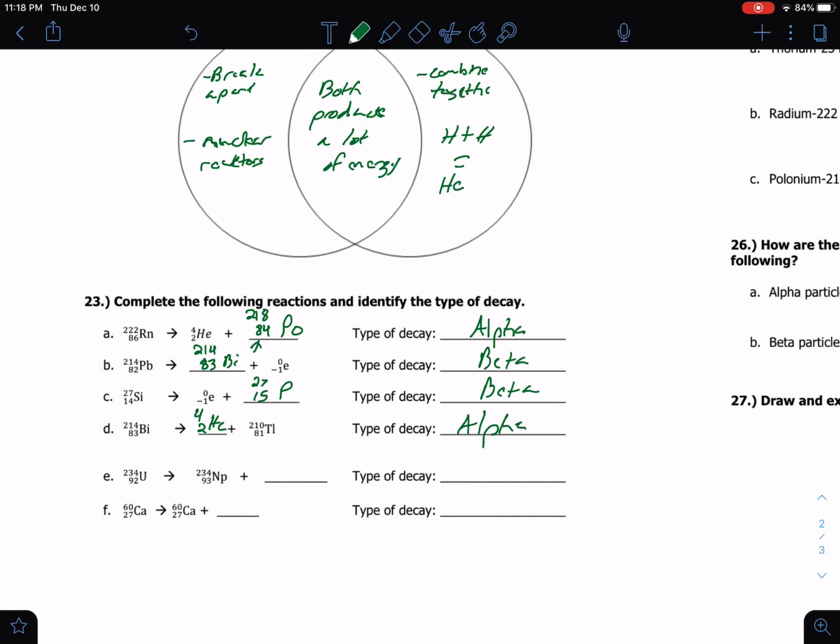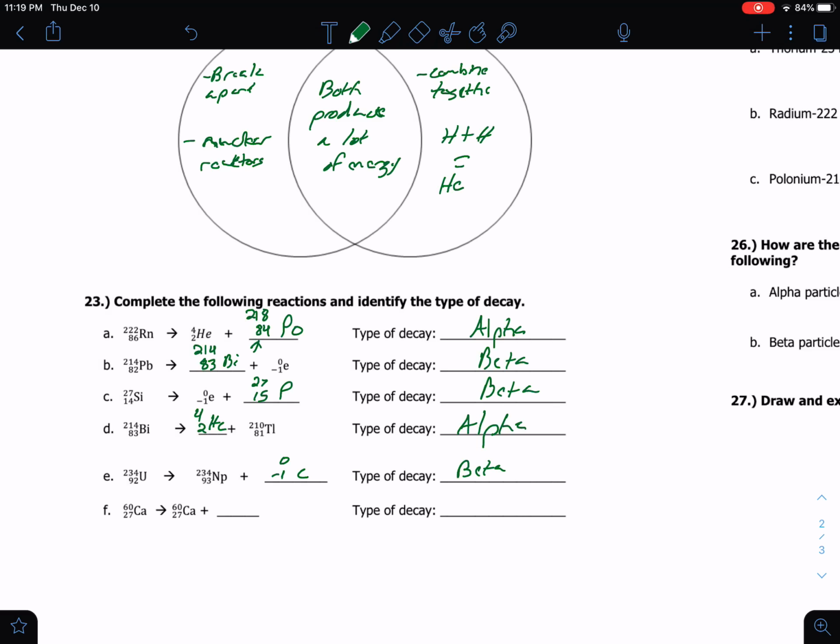Okay, the next one, we don't have the particle, so we need to figure out what it is. I have 92 on bottom on the left. I have 93 on the right. So how would I get from 93 to 92? I would have to subtract 1. So 93 minus 1 would give me 92. My mass number didn't change because it's 234 on both sides. So I'm going to put a 0 on top. So this is going to be beta.